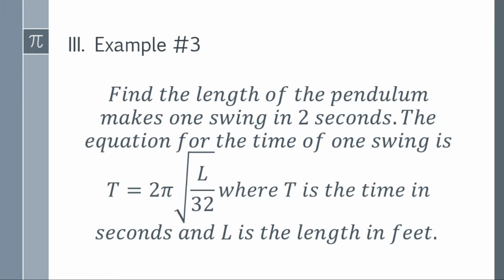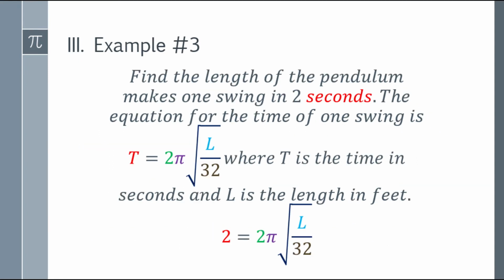Moving on, let's have example number 3. Find the length of the pendulum that makes one swing in 2 seconds. The equation for the time of one swing is t is equal to 2 pi multiplied to the square root of the quantity L over 32, where t is the time in seconds and L naman is the length in feet. So to find L, we need to substitute all the given into the formula. That will be 2 is equal to 2 pi multiplied to the square root of L over 32. Nanggaling ito kasi sabi dito sa problem, makes one swing in 2 seconds.